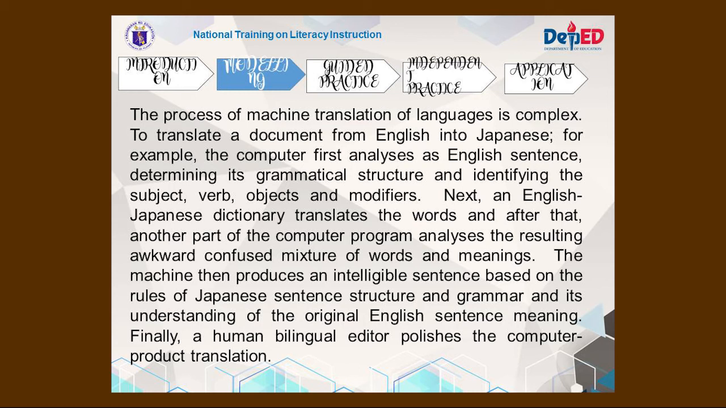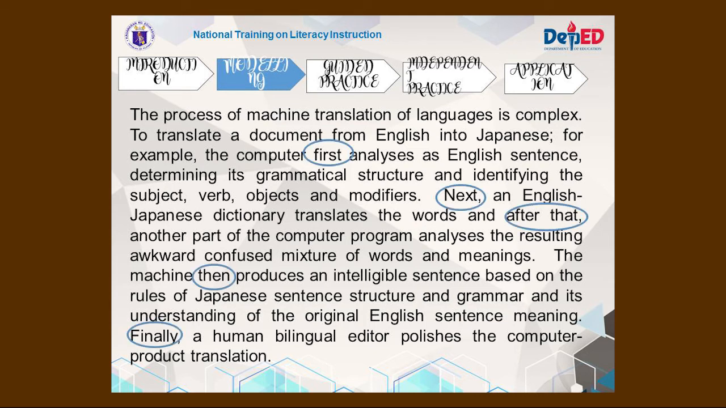The machine then produces an intelligible sentence based on the rules of Japanese sentence structure and grammar and its understanding of the original English sentence meaning. Finally, a human bilingual editor polishes the computer product translation."